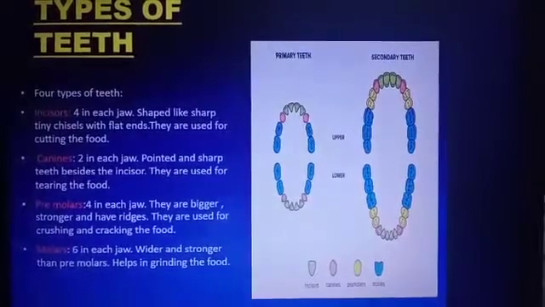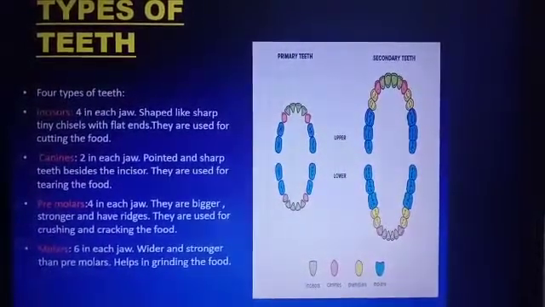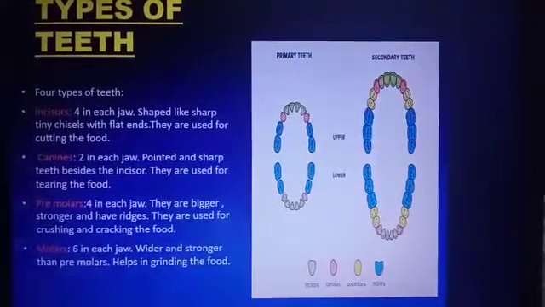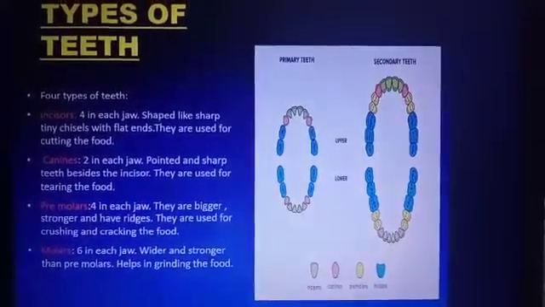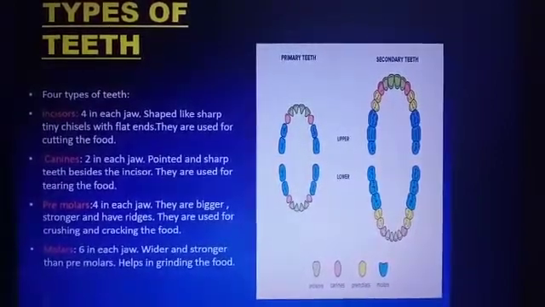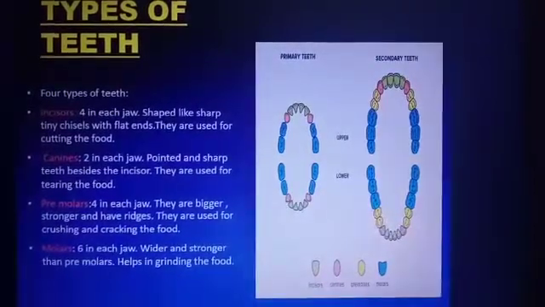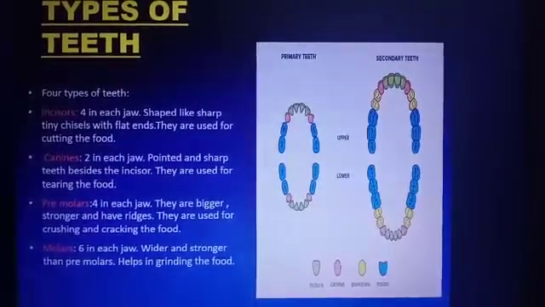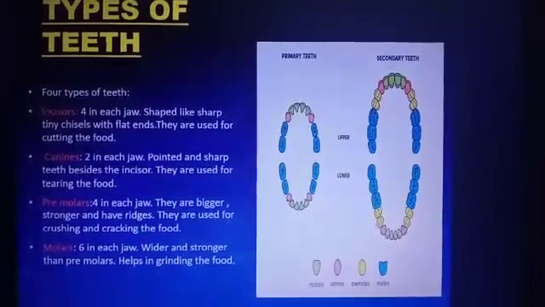Different types of teeth. We have different types of teeth. The teeth are different because they perform different functions. They have different shapes, different numbers. Now first is incisor. The front 4 teeth in each jaw are known as incisors. Their function is to cut the food. They are very sharp.